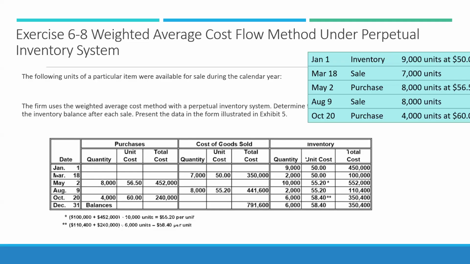So these both go into our ending inventory balance. And then we have 55.20. That's our ending inventory balance. That's our new unit cost for the inventory. And we use that going forward for the sales. That's the new price.